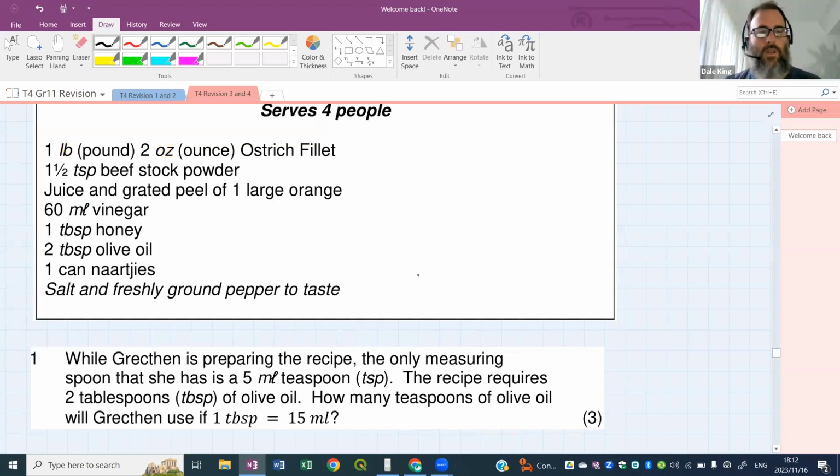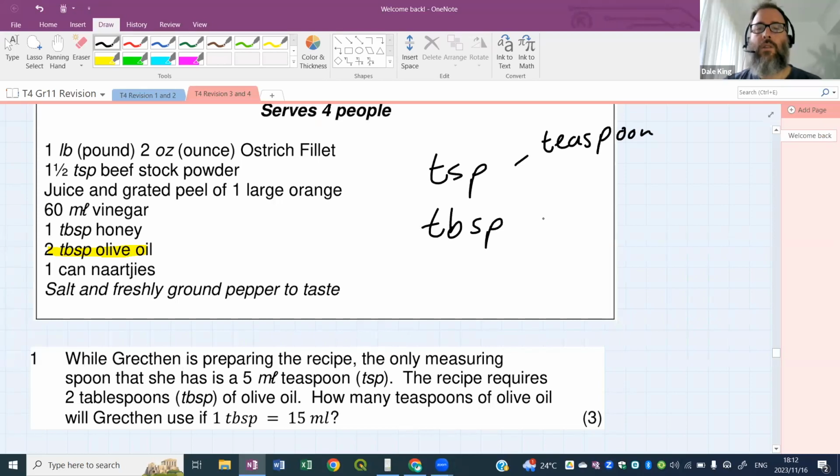There's question 1. It says, while Gretchen is preparing the recipe, the only measuring spoon that she has is a 5 milliliter teaspoon. The recipe requires 2 tablespoons of olive oil. So when they say TSP, that's a teaspoon. If they say TBSP, that's a tablespoon. All right, so if they don't tell you in the question, now you know.